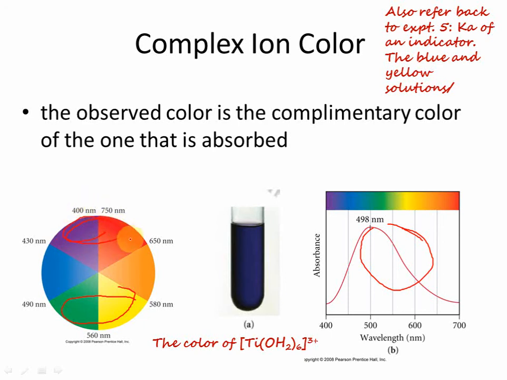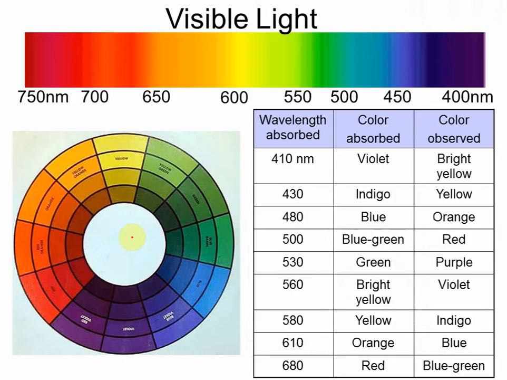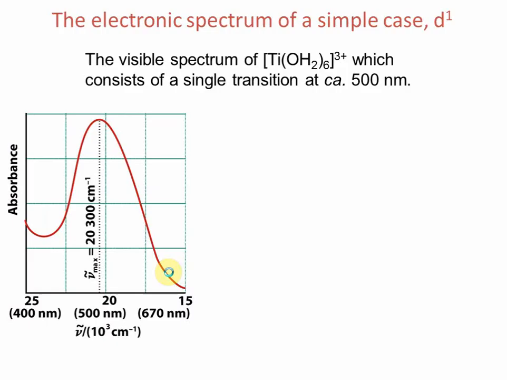Now this is just to illustrate to you that the regions of color aren't evenly spread out. So notice that the yellow is a little bit larger than some of the other color regions, like the green is a very small gap. So this idea of using the color wheel and that the complementary color is reflected, this is a rough estimation of what we see. So the visible spectrum of this titanium complex consists of a single transition at around 500 nanometers.